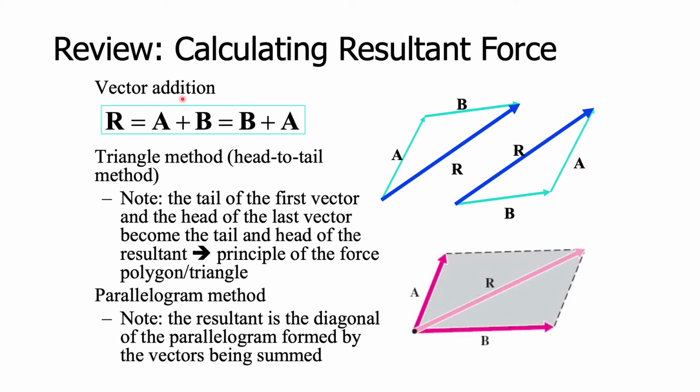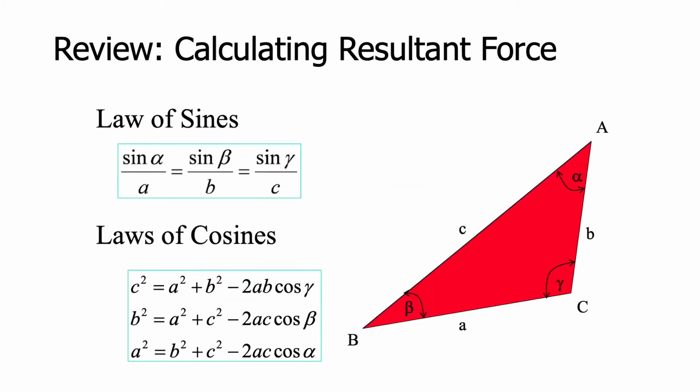The first one is vector addition. For example, if we have vector A and vector B, we can simply get the vector sum of A and B to get the resultant. We can also use the triangle method and the parallelogram method in getting the resultant force. We also studied how to calculate the resultant force using the laws of sines and the laws of cosines.